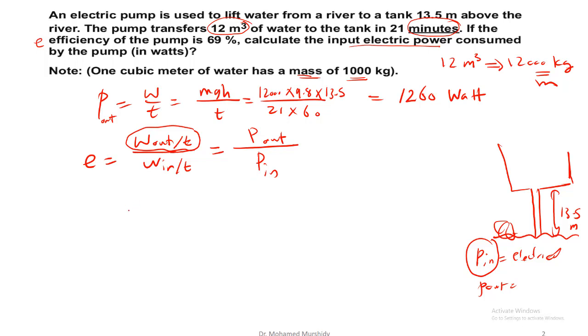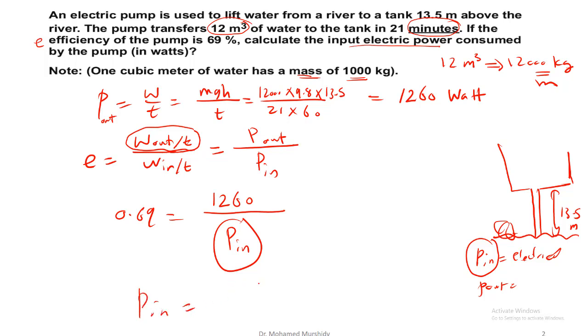And the efficiency is 69%. That would be 0.69 equals power out, the thing that we have just found now, 1260 watts, divided by the power in that we are looking for. And from this simple equation we can find P in equals 1260 over 0.69, something around 1826.1 watts.